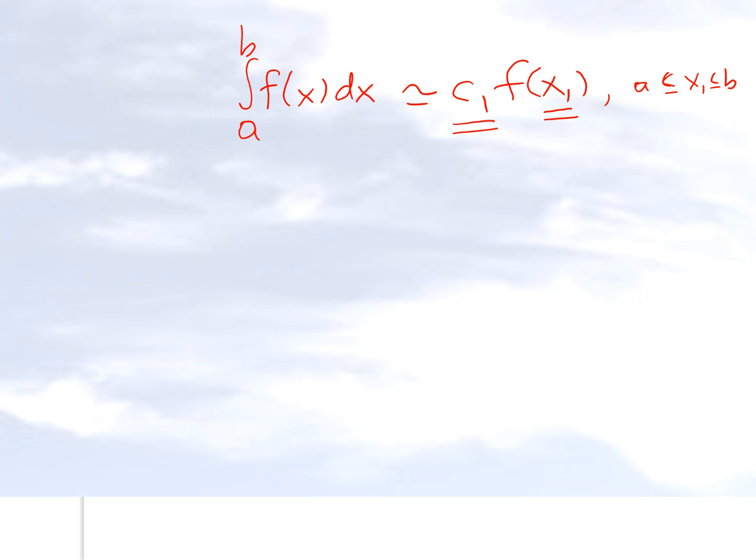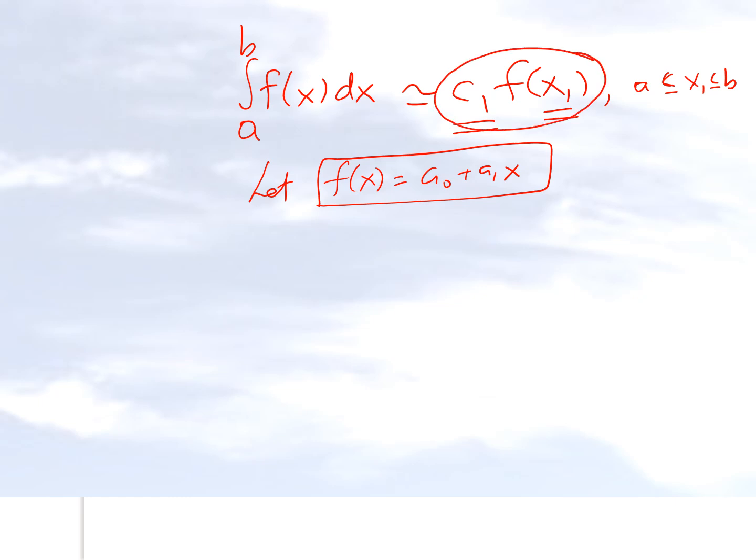So if we're able to find c1 and x1, we will be able to figure out what the approximate value of the integral is. So how do we find c1 and x1? We say that, hey, let this function be a first order polynomial, a naught plus a1 x, so that we get the same value as the exact integral as we get from the formula. So what does that mean? That means that if I integrate this function exactly, using my integral calculus knowledge, this is what I will get.